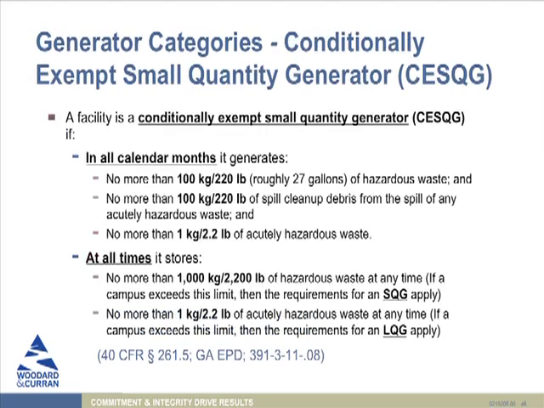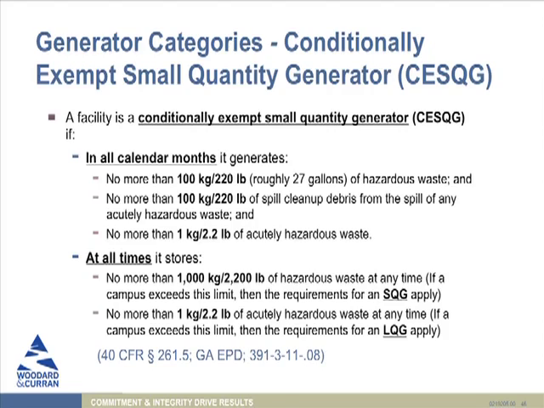And the third category is what is called conditionally exempt. These are locations where you don't generate more than 100 kilograms a month. You don't have more than 100 kilograms of spill debris, and you don't have more than 1 kilogram of acutely hazardous waste. Also, you don't store more than 1,000 kilograms at any time, and you don't store more than 1 kilogram of P-listed waste.